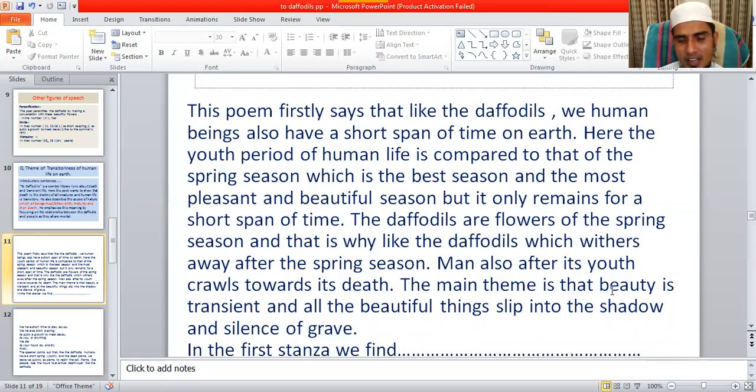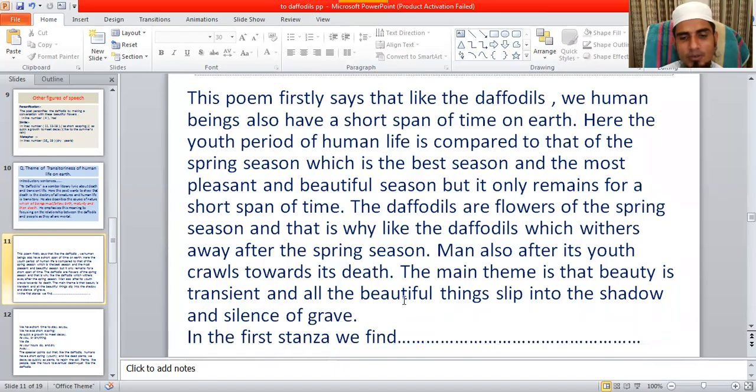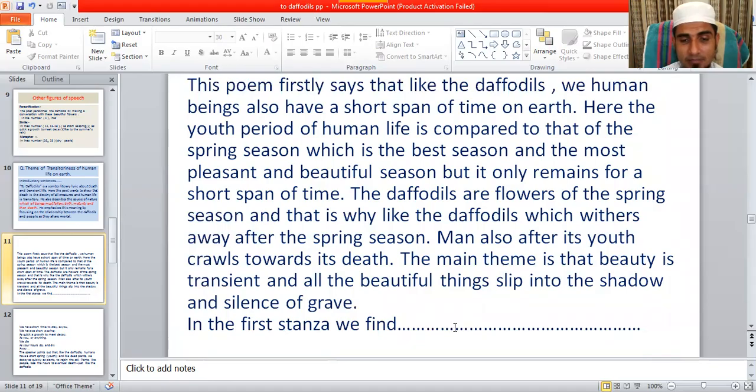The main theme is that beauty is transient and all the beautiful things slip into the shadow and silence of the grave. What a philosophical line, what a fantastic line, my dear students. So in this way, now you can explain from the summary.